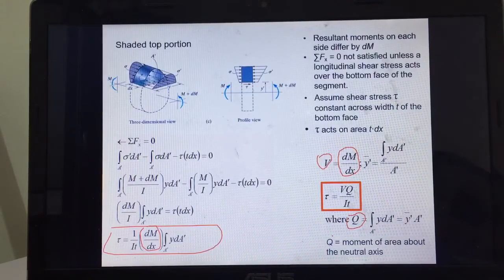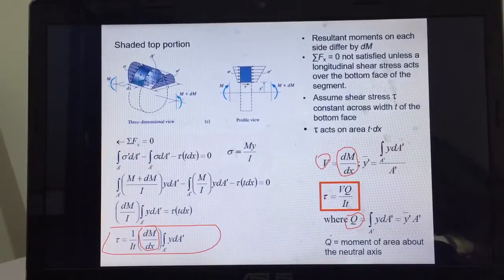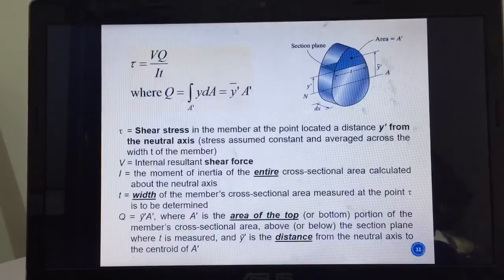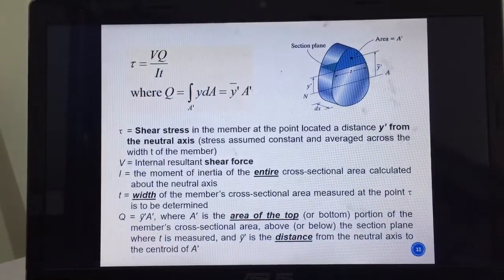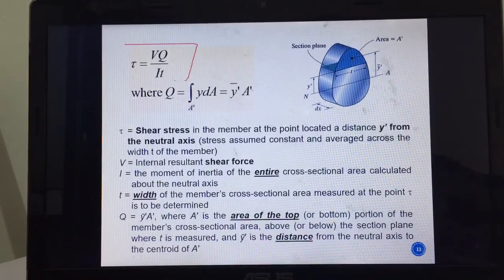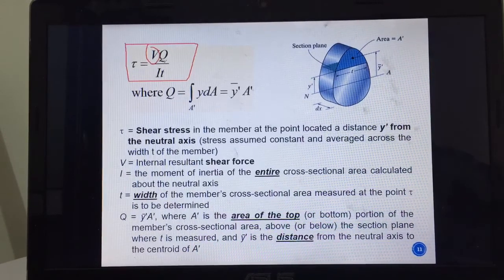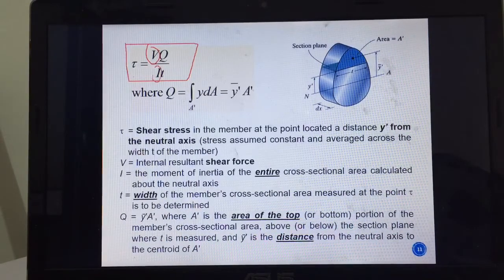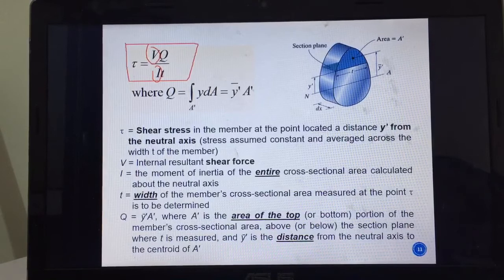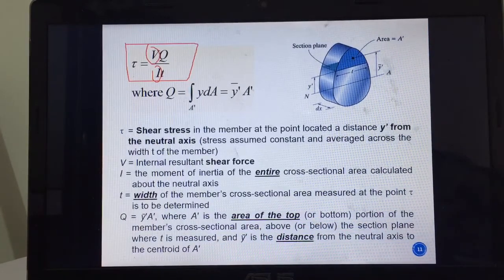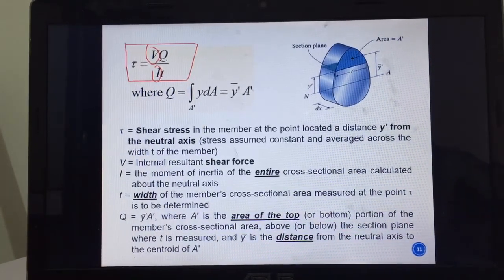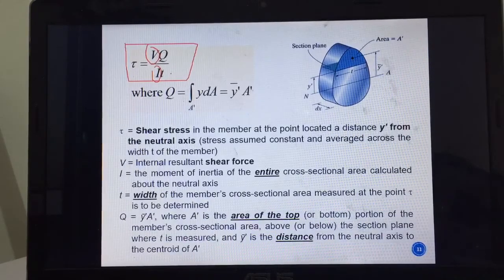Okay, so we look at this. What are all these? So the shear formula is tau equals VQ over It. V is simple, V is your transverse shear force. I is the same as the one in chapter 6 in bending, it is the moment of inertia about the neutral axis, so it will be the same for each section. And what is Q? What is t?